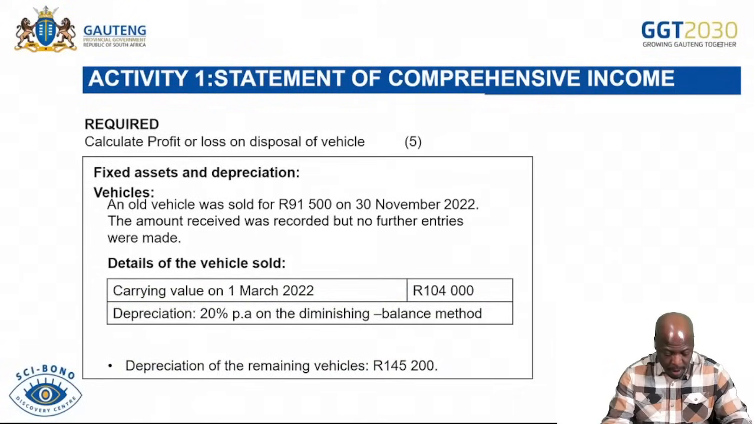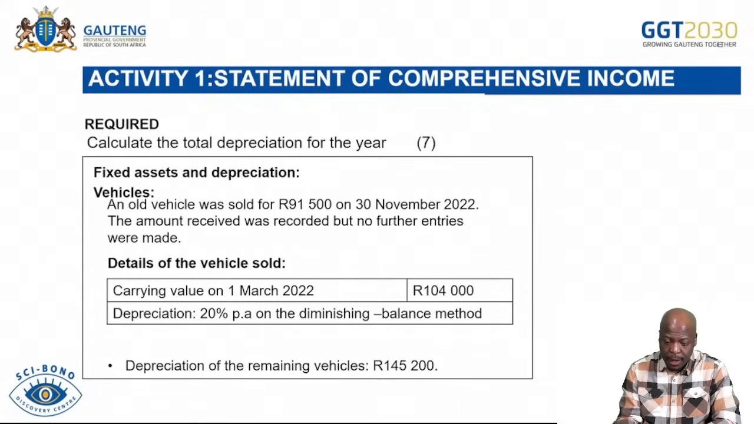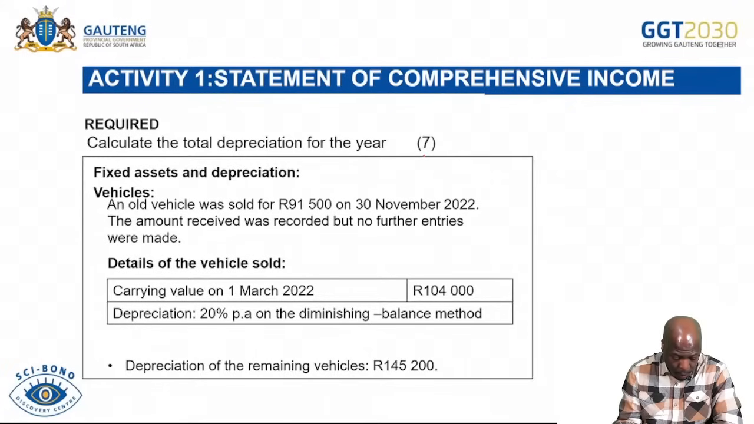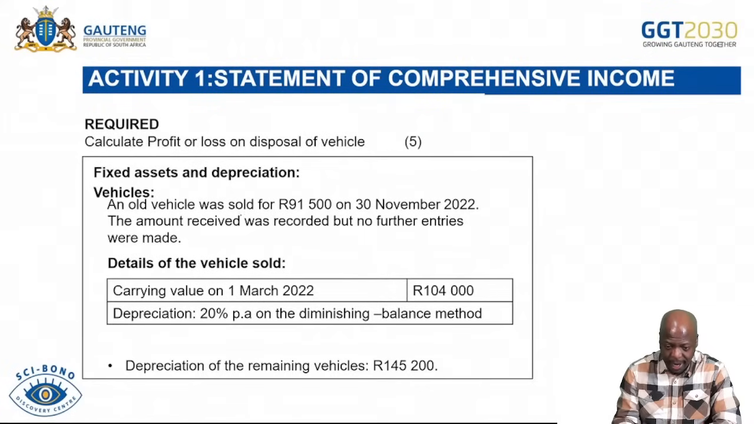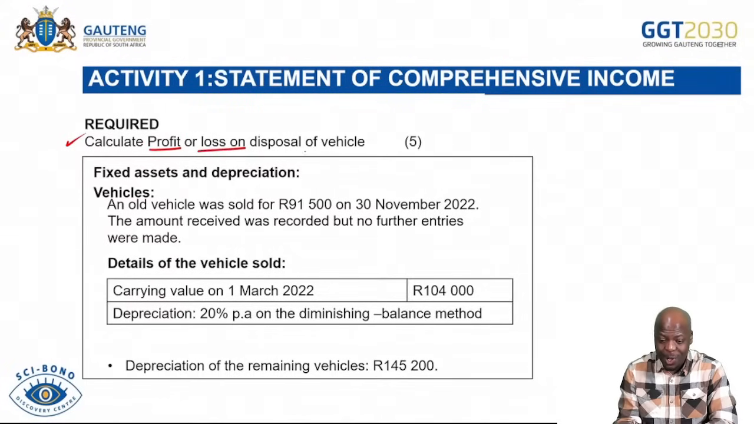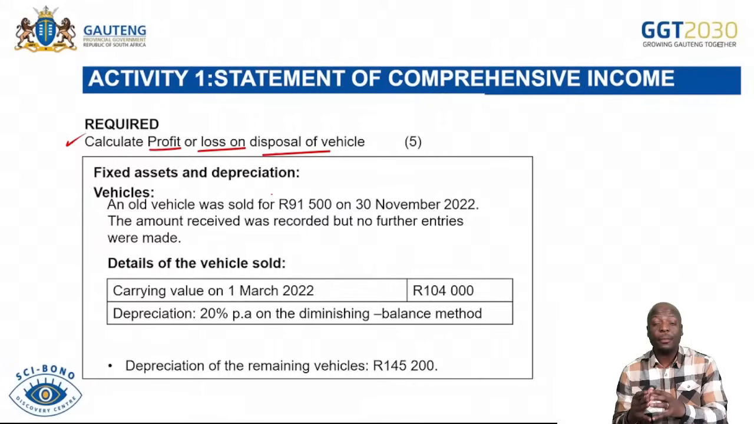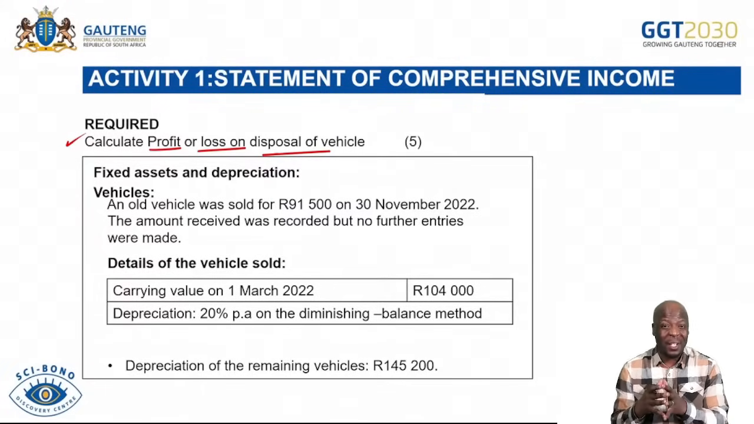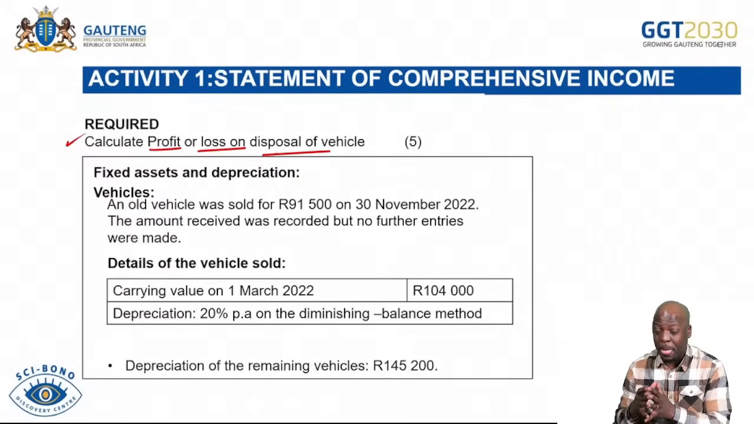Here's the next one. In the next one, we are required to calculate the total depreciation for the year. Total depreciation for the year. Okay, I think I skipped one. Here it is. Here is the first one. The first one says, calculate the profit or loss on disposal of vehicle. So here we're now bringing in the aspect of asset disposal, and we need to calculate either the profit or the loss on the disposal of the vehicle.